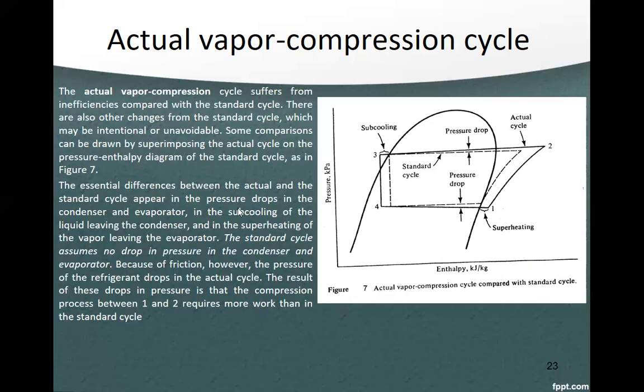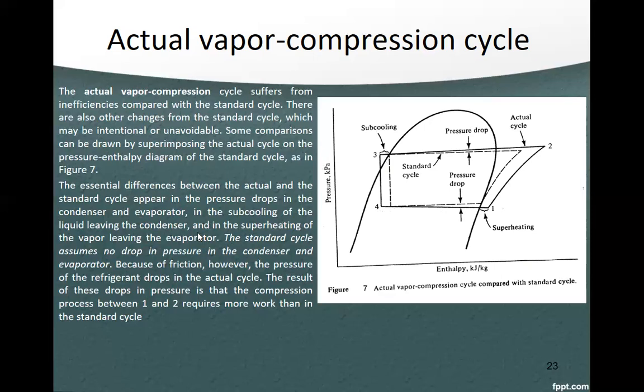The essential differences between the actual and the standard cycle appear in the pressure drop in the condenser and evaporator. Because of the flow, the pressure drops, so from 2 to 3 it is not constant pressure. From 4 to 1, it drops again. If your point is below 1, that is not a pressure drop, so you understood it wrongly.